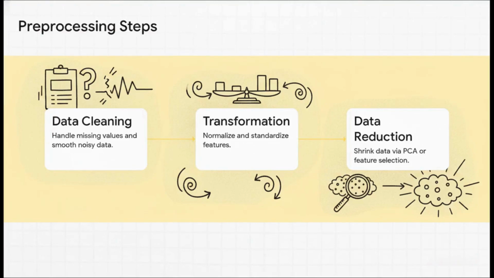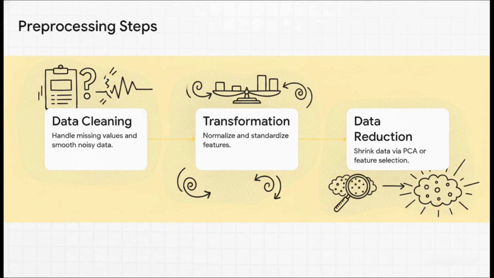This preprocessing builds into a very structured workflow. Step 1 is data cleaning. Say a patient forgot to write down their age on the intake form. Well, now we have a missing value. We might fix this by imputing the data. Maybe we just fill in that blank with the average age of all the other patients, just so we don't have to throw their whole medical record away. We also use this step to smooth out noisy data and handle any crazy extreme outliers.